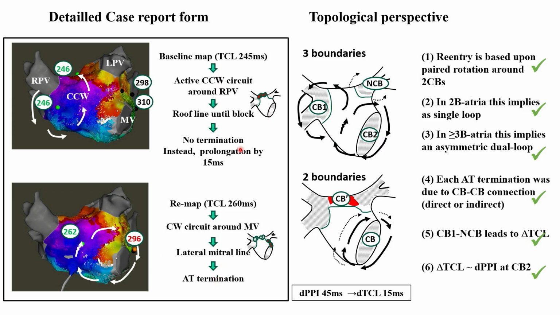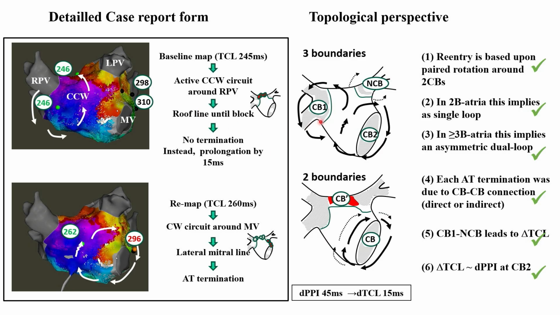This is pure topology. How do I look at the case now? Well, this is an atrium with 3 boundaries. The roof is conducting, the mitral is conducting. So there must be 2 loops. Yes, there is a loop around the right veins. But there is also, if you look carefully, and it's not so spectacular, a second loop here around the mitral valve. And yes, there is a longer PPI, but that's just because it has a longer revolution time.